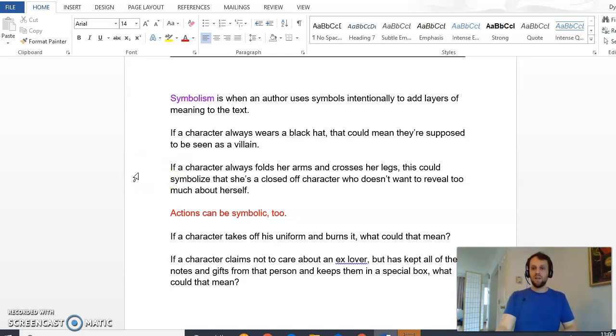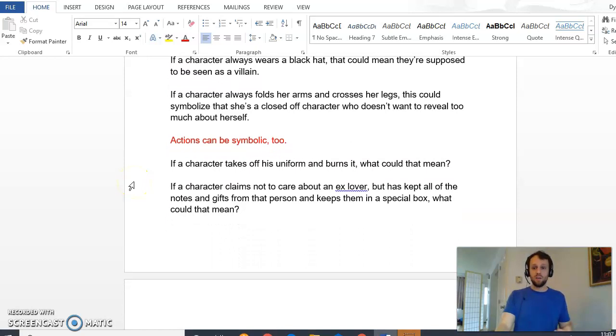If a character always folds her arms and crosses her legs, this could mean that she's a closed-off character, that she has something to hide, that she's more reserved. And again, literally all that would be happening is that she's crossing her arms. But symbolically, crossing your arms has a deeper meaning. And we have to figure out what the character themselves has to do with this behavior.